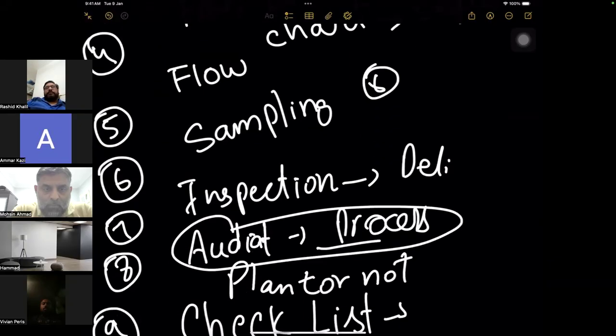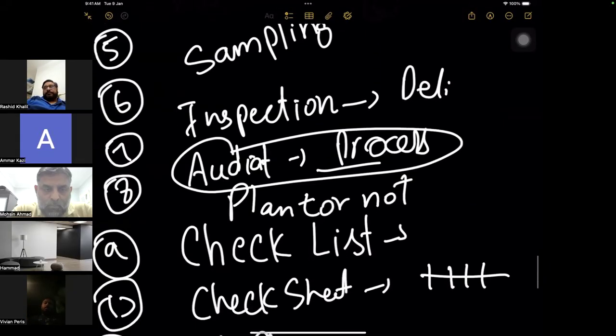Inspection: when I go and check a physical deliverable to see whether it meets the requirement or not, we use inspection. Audit is to check whether we are following the plan or not, and the effectiveness of the process. We do audits in quality, risk, and procurement.